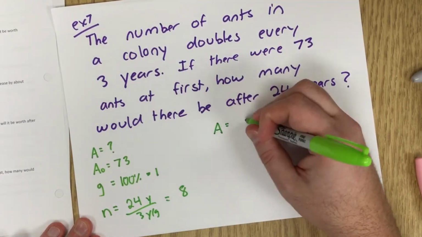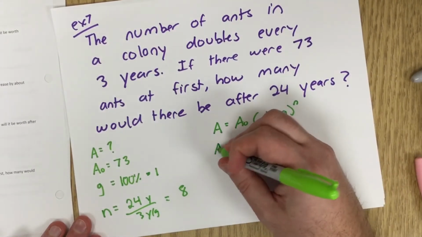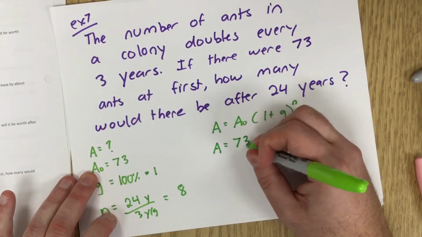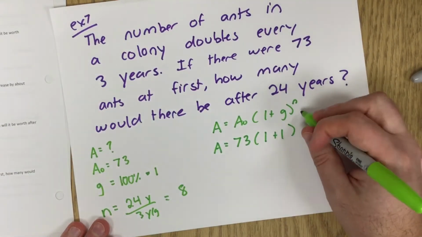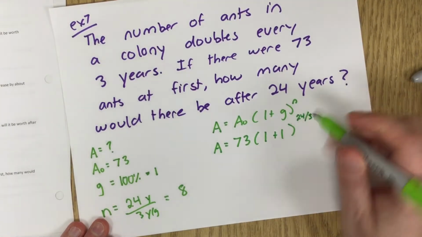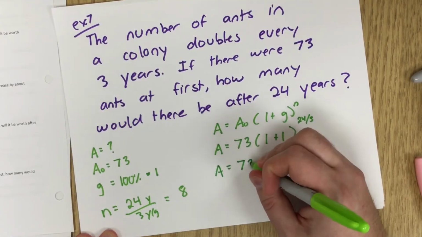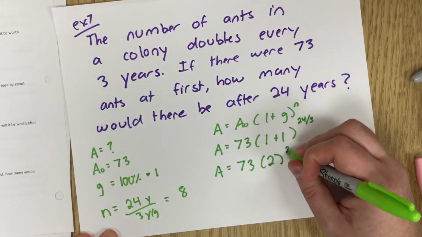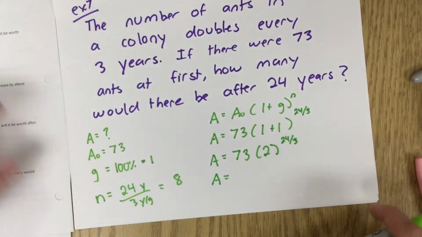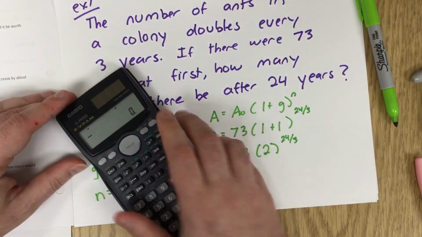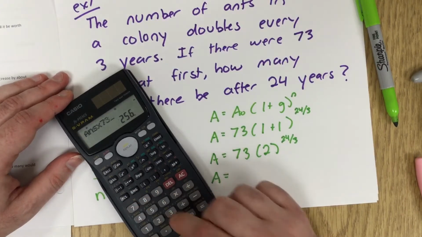So putting that together, we have A is A naught times 1 plus g to the n. So A is going to be 73 times 1 plus 1. And the n, for a variety of reasons, I'm going to write as 24 over 3. It is 8, but I'm writing it as 24 over 3. So A equals 73 times 2 to the power of 24 over 3, which in this case, now I'll put in 8, is 2 to the 8 times 73.